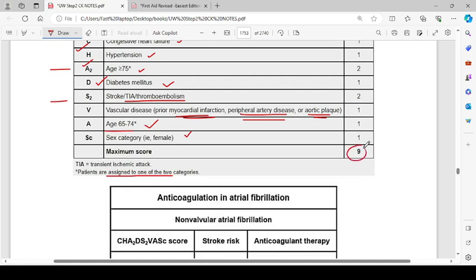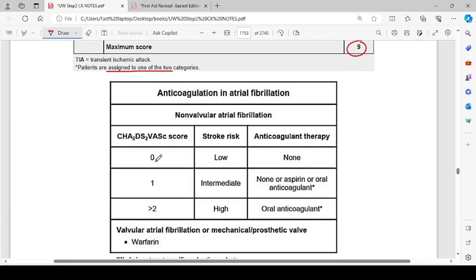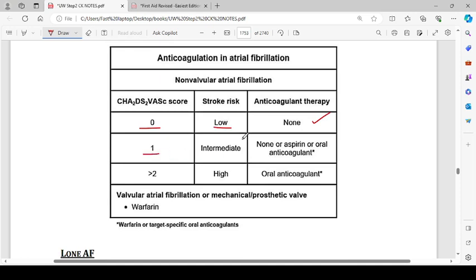So there is a total score of 9. Anticoagulation in atrial fibrillation: if the CHA2DS2-VASc score is 0, the stroke risk is low, so no anticoagulation therapy is required. If the score is 1, there is an intermediate risk of stroke, and none, aspirin, or an anticoagulant can be given.